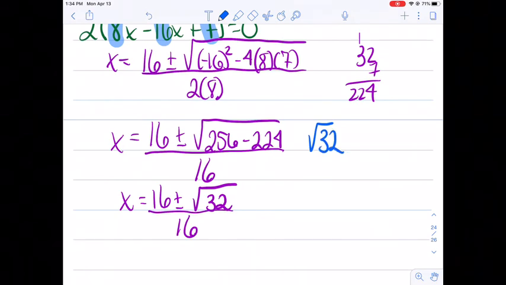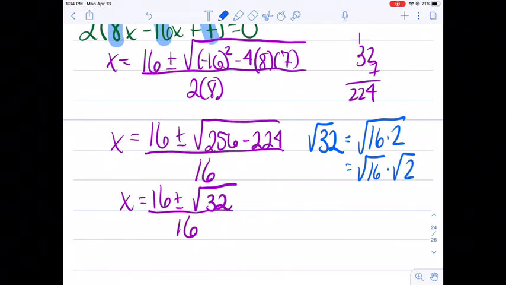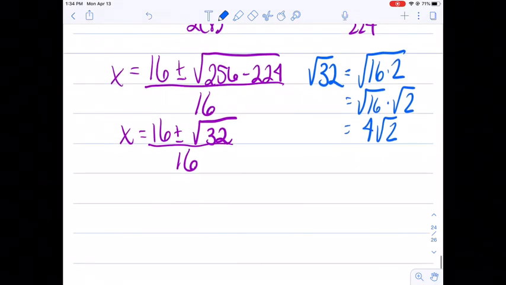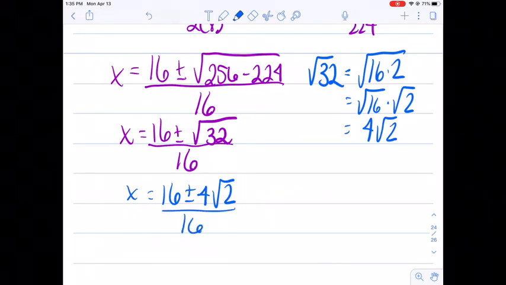So the largest perfect square factor of 32 is 16. So it becomes 16 times 2, the square root of 16 times the square root of 2. 4 radical 2 is how you simplify radical 32. Okay? Replace it in the answer. So x equals 16 plus or minus 4 radical 2 over 16.